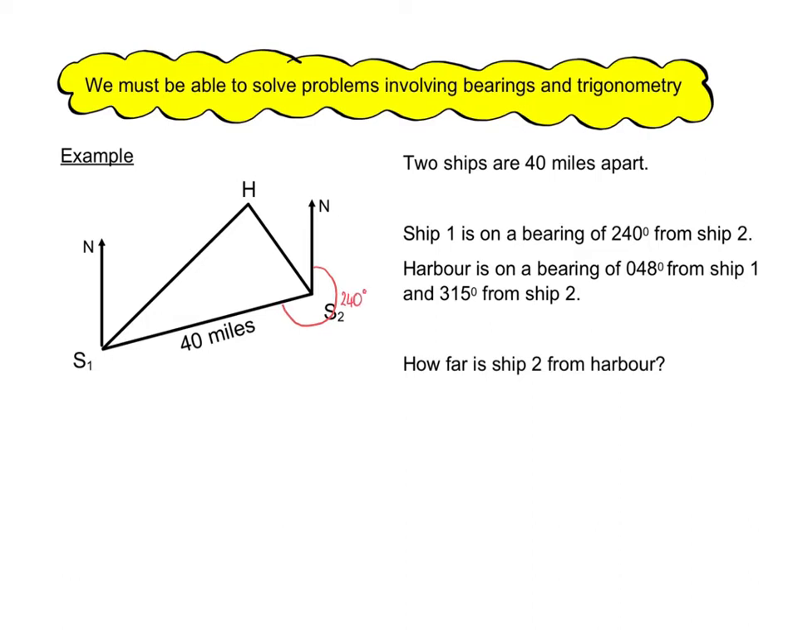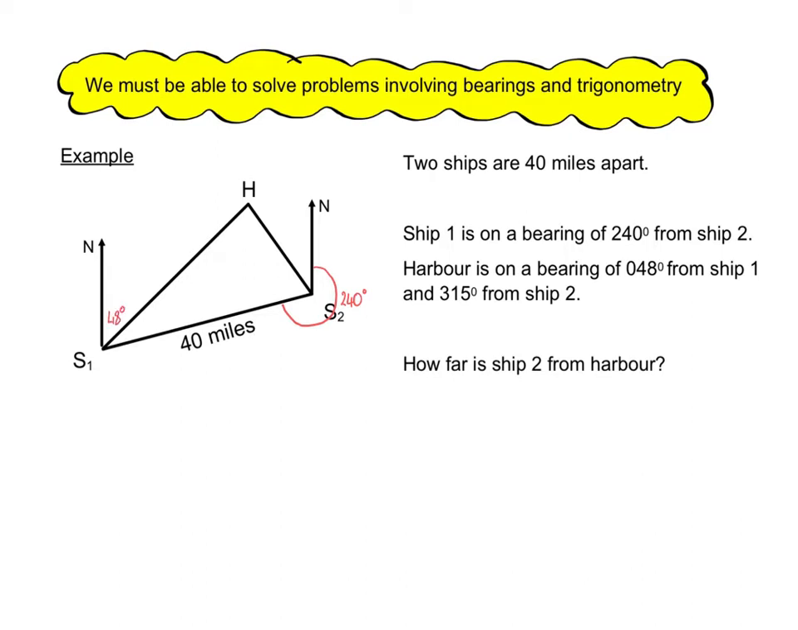The other information I can take here is it tells me the harbour, which is marked up here with an H, is on a bearing of 048 from ship 1. So again, the word "from" here, look out for that. From ship 1 means I'm measuring the bearing from here, and the bearing of the harbour from there is 048. In other words, from here, the bearing to this line is 048, which translates to basically an angle in here of 48 degrees. So I can put that in too.